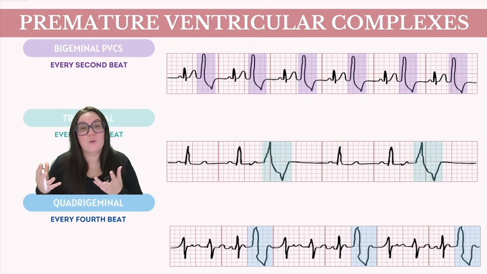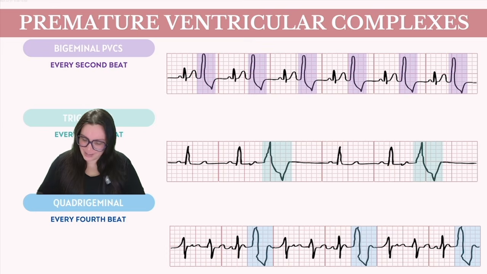And lastly, we have quadgeminy, which refers to the pattern of 3 normal heartbeats followed by a PVC. As you can see here, I have normal beat, normal beat, normal beat, PVC, normal beat, normal beat, normal beat, PVC, all the way down our 6-second strip. And again, quadgeminy is just a fancy way of saying we're going to see a PVC every 4th heartbeat.